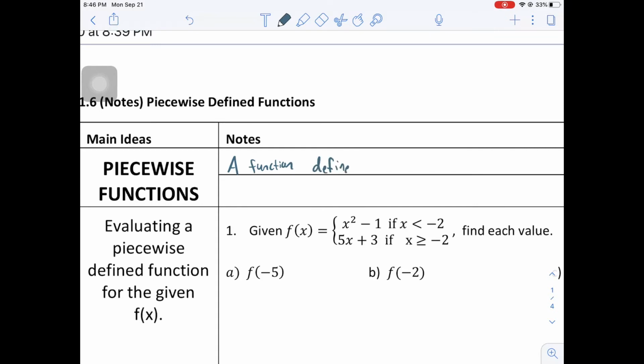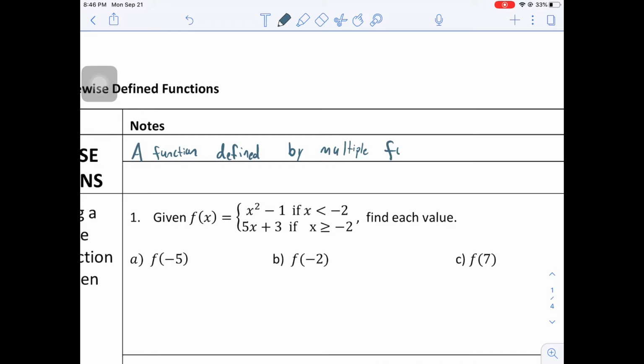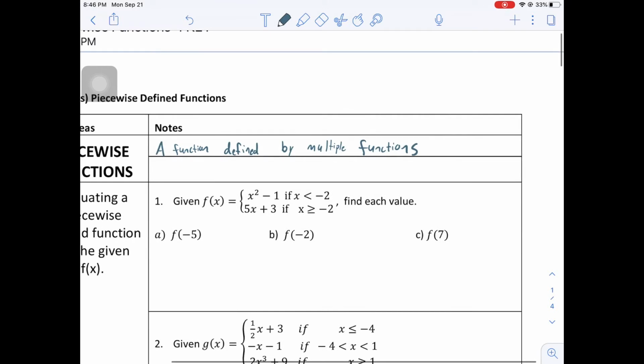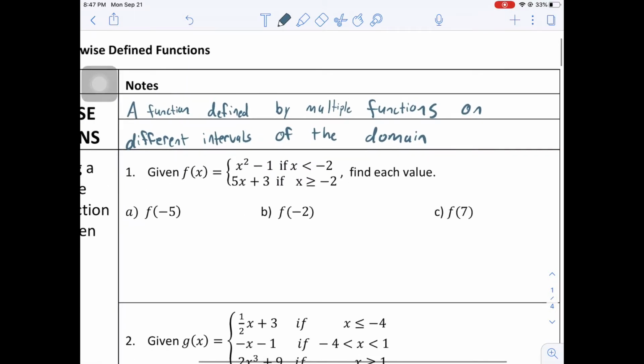defined by multiple functions, and then it's defined, so a function defined by multiple functions on different intervals of the domain. And what that really is just trying to say, guys, is that a piecewise defined function is all these pieces and parts of different functions put together on different parts of the domain or in different x values.